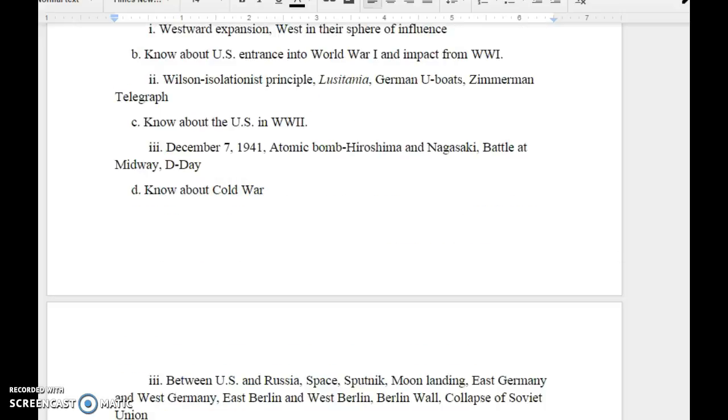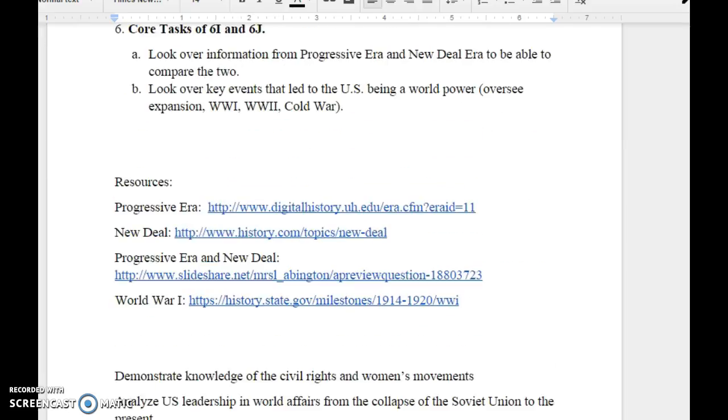Now, the resources that I found, I have the Progressive Era. This just really talks about it. I have the New Deal Era, which covers, you know, obviously the New Deal. I've got the Progressive Era and the New Deal, and this covers over both of World War I. This gives us a little information about the U.S. and the World War I, and I was supposed to add about the World War II, and I'll add that one after this video. So here are my resources, and that is Standard 6I and 6J.